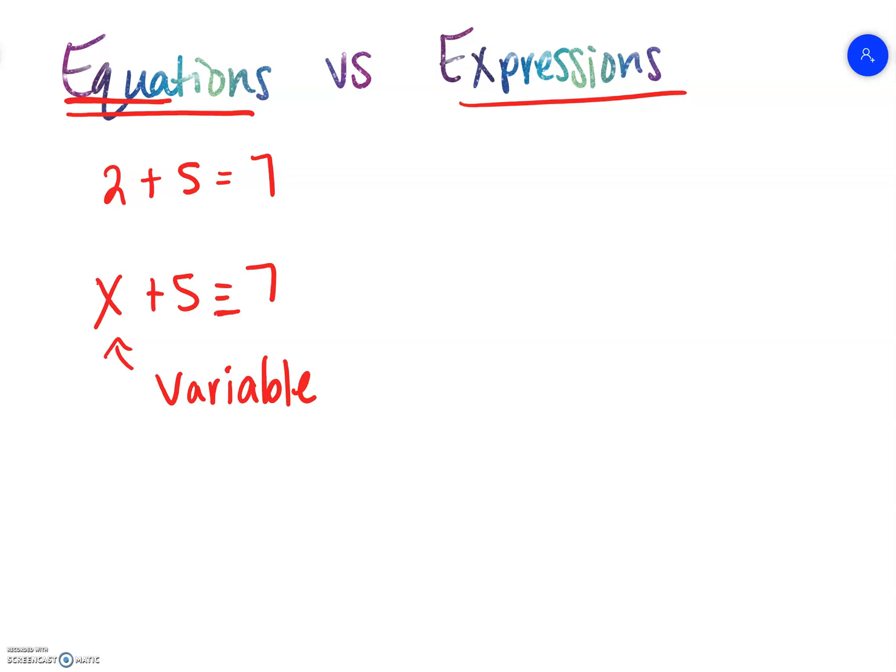Expressions are mathematical sentences that do not have equal signs. So it would be something like this. You're just writing it like that. It's not an equation, it's just an expression. You can also write expressions with variables.